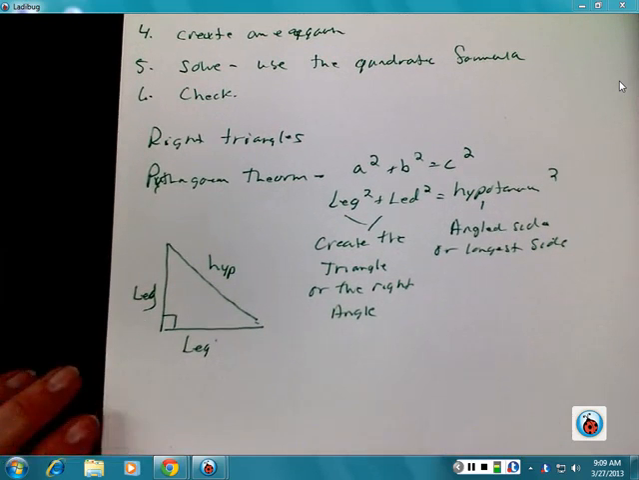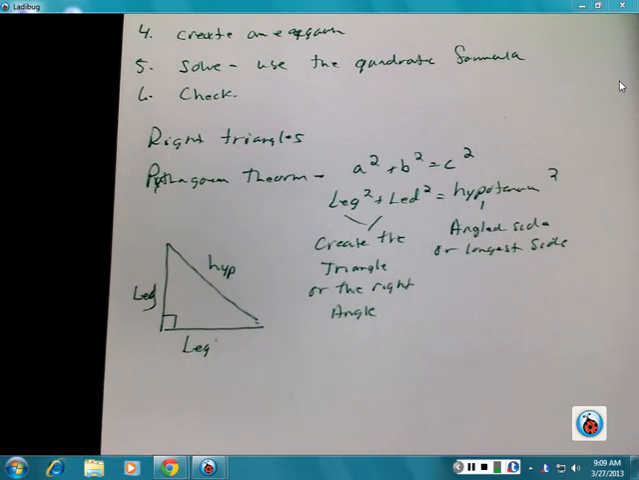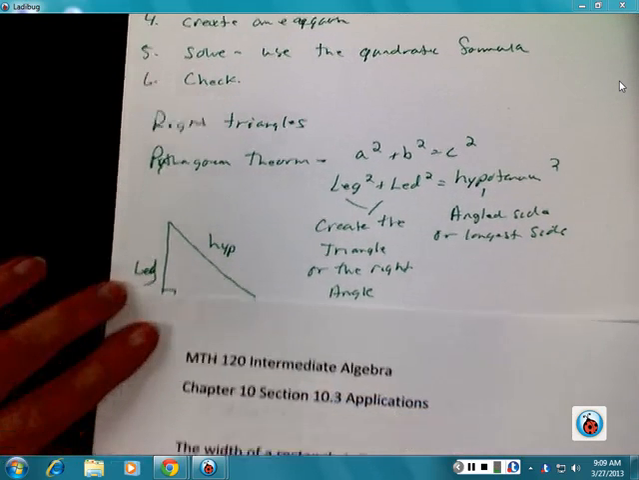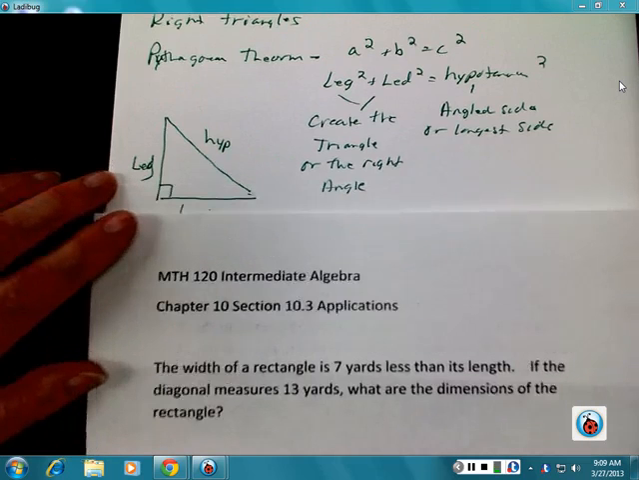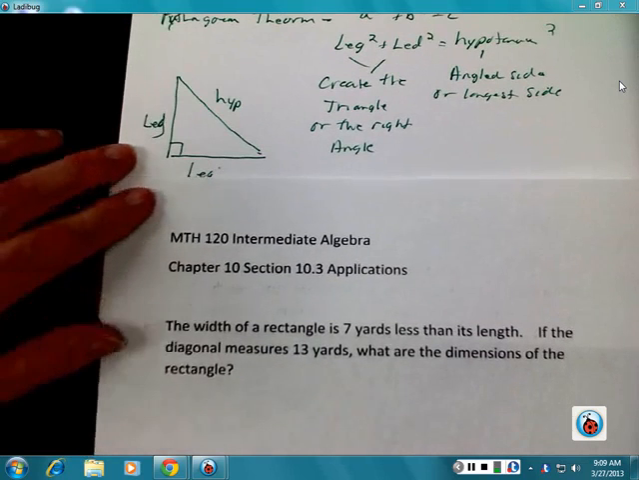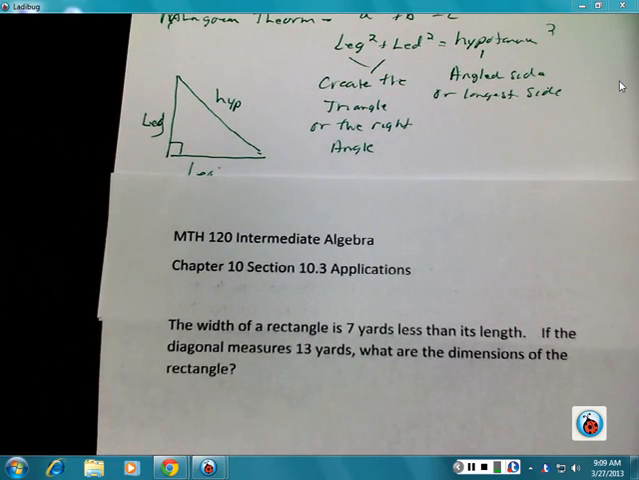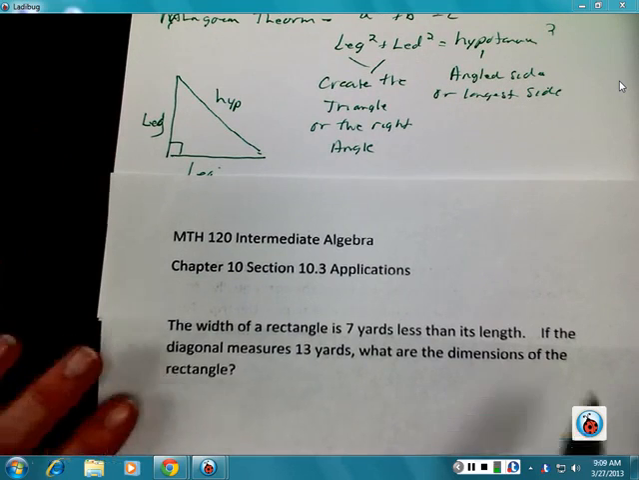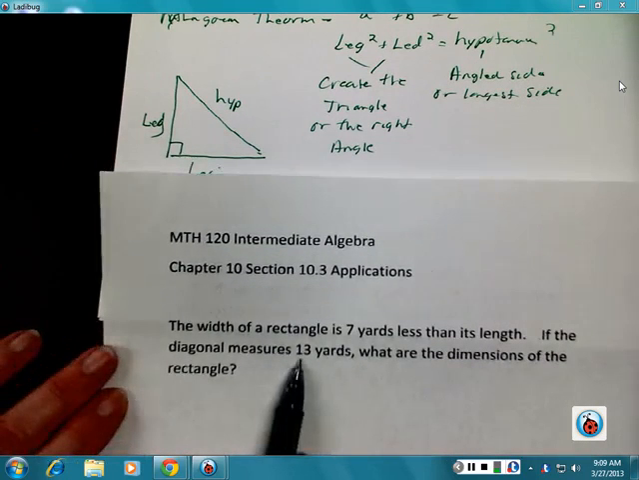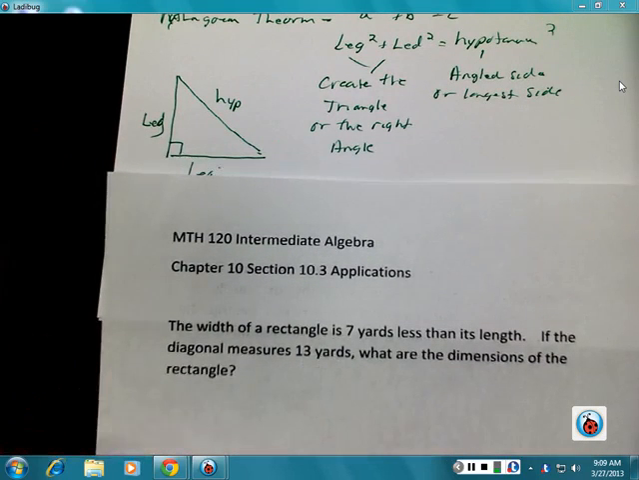So the story problem that goes with this is similar to this one down below here. It says the width of a rectangle is 7 yards less than its length. And you're thinking, but wait a minute, that's a rectangle, not a triangle. But what makes it a triangle is that the diagonal measures 13 yards. What are the dimensions of the rectangle?